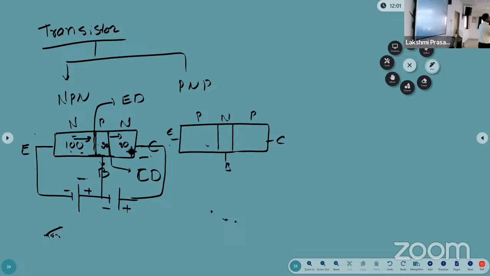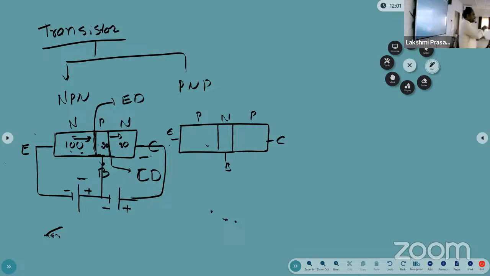Now what is the collector doing? Collecting the electrons from the emitter region. That's why the last terminal is called the collector terminal, and the first one is the emitter. Why is the name emitter? Because the charge carriers are emitting to the base as well as the collector. So that's why the three terminals are named emitter, base, and collector.